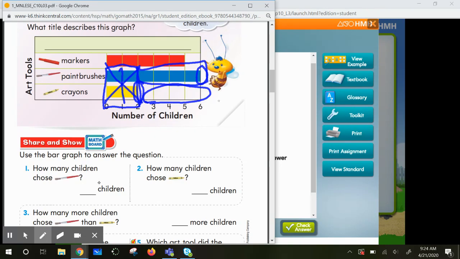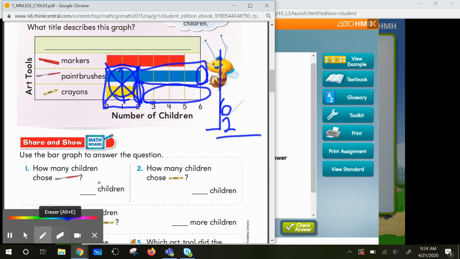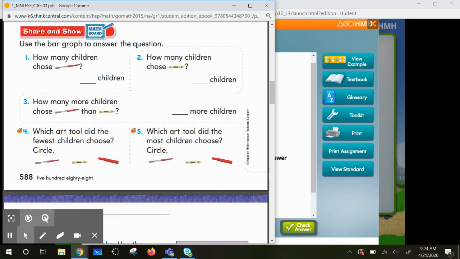Or you take 6 minus the matches. That's 2 matches. 6 minus 2. Solve the problem. Number 4, which art tool did the fewest children choose? Go back to your graph, come back, and circle the answer. Number 5, which art tool did the most children choose? Go back, look at your graph, come back, and circle your answer.